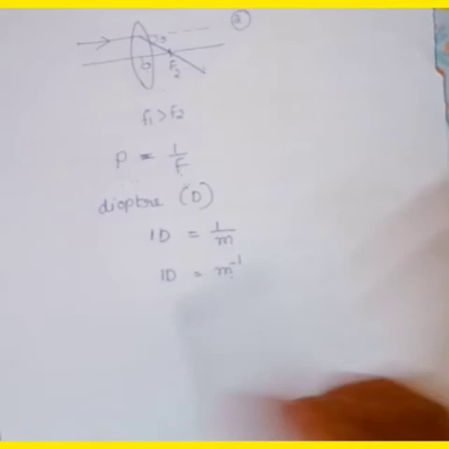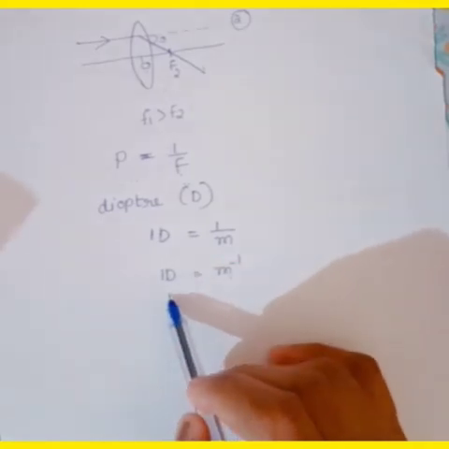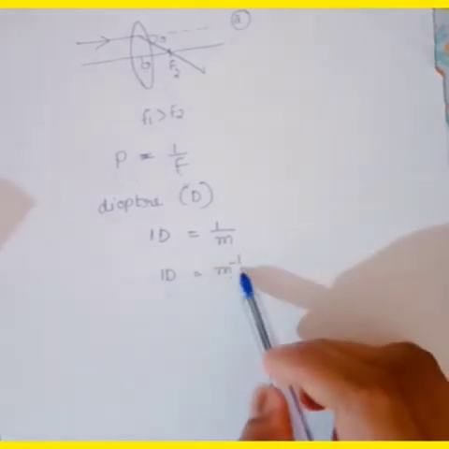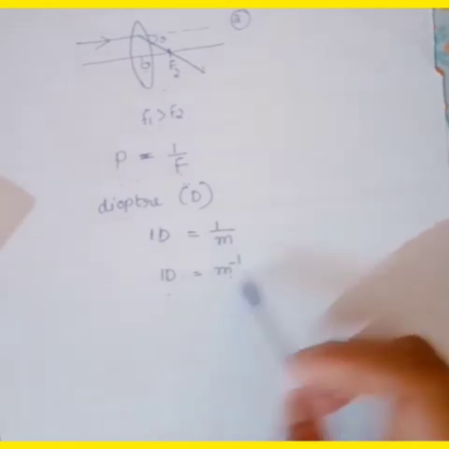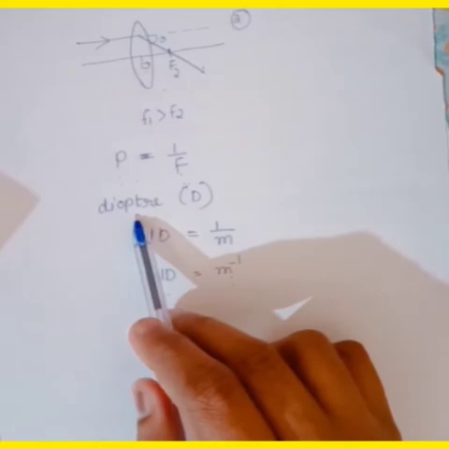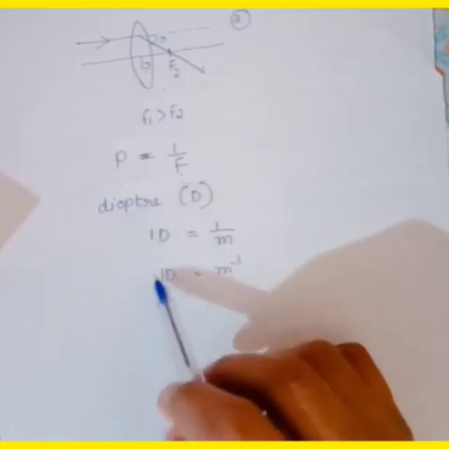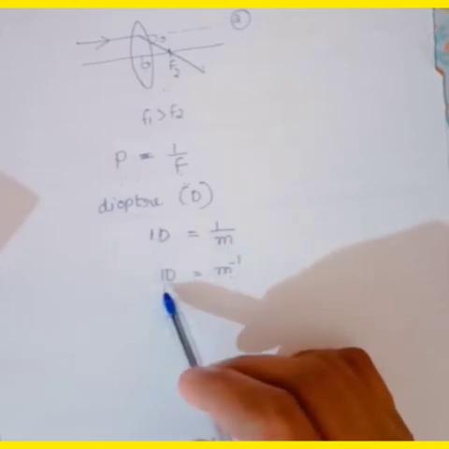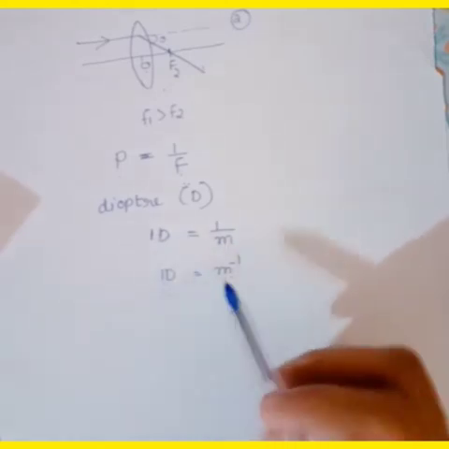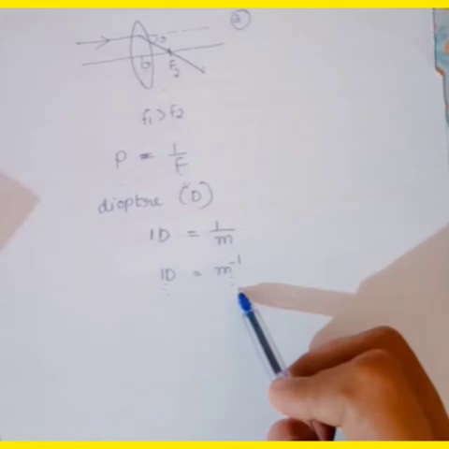So, how can we define 1 diopter? 1 diopter is the power of a lens whose focal length is 1 meter. Okay. The SI unit of power of a lens is the diopter. Then the next question is, how can we define 1 diopter? 1 diopter is defined as the power of a lens whose focal length is what? 1 meter.